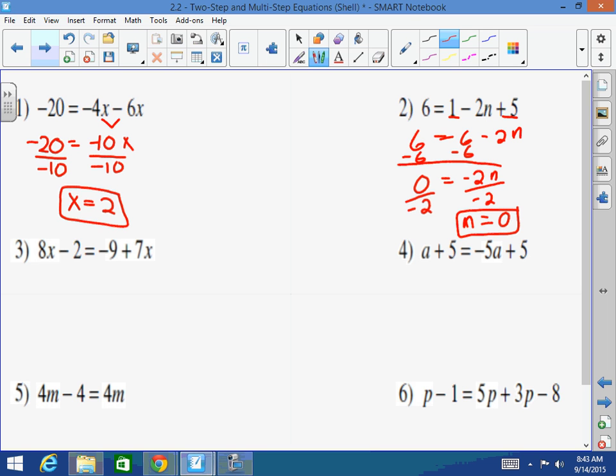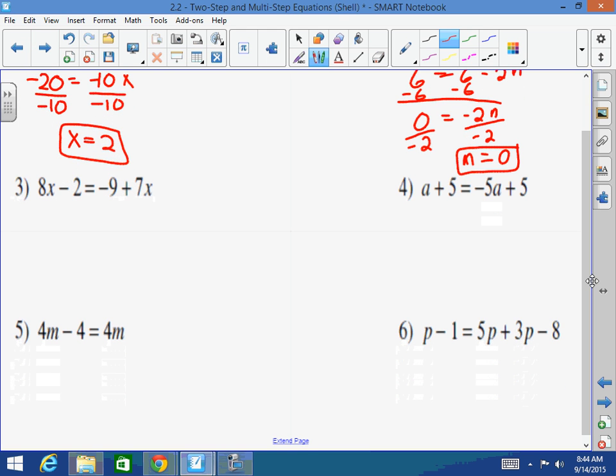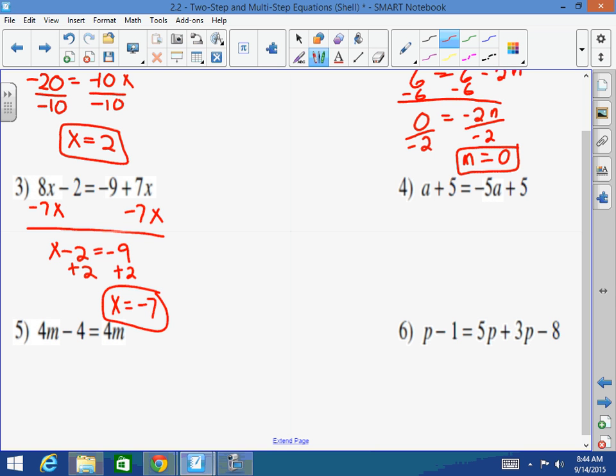Number 3, I don't have any distributive property to complete. I cannot combine like terms on the sides because everything's already combined. What I do need to do, though, is move the x's to one side. I can choose to move the 8x over to where the 7x is, or I can choose to move the 7x over to where the 8x is. I'm going to keep it positive, so I'm going to subtract 7x from both sides. This gives me x minus 2 equals negative 9. I add the 2 to both sides. x equals negative 7. Is that making sense, gentlemen?